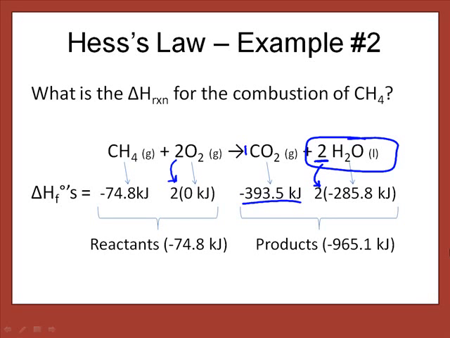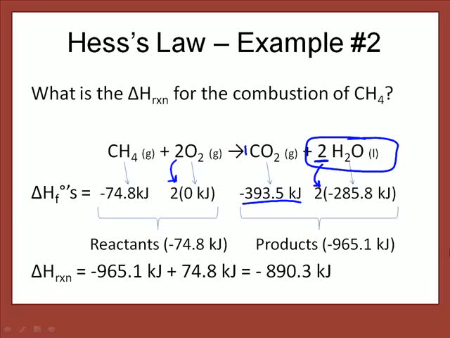And according to our previous statement, the heat of reaction is the products' heats of formation minus the reactants' heats of formation. So we have our negative 965.1, and then this is negative 74.8, so that is why we have a positive sign there now. If we add those together, we'll see that overall, the delta H of this reaction is negative 890.3 kilojoules.